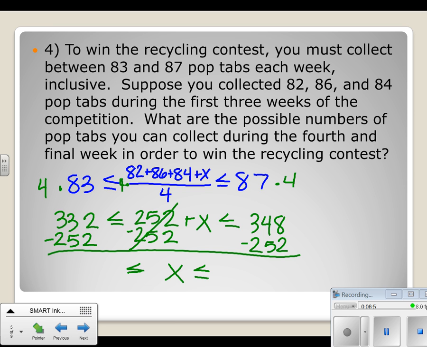So when we do 332 minus 252, we're left with 80. And 348 minus 252, we're left with 96. So the possible numbers of pop tabs that you could collect that 4th week would be between 80 and 96.